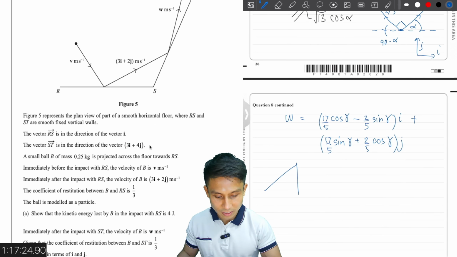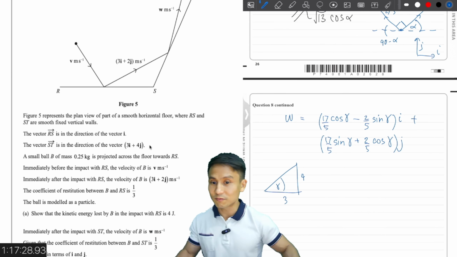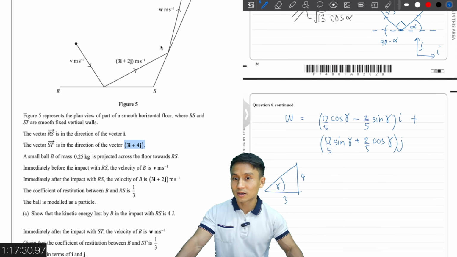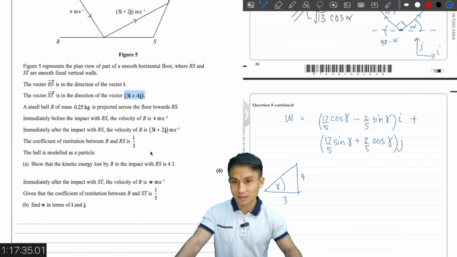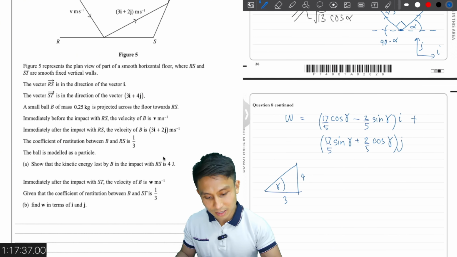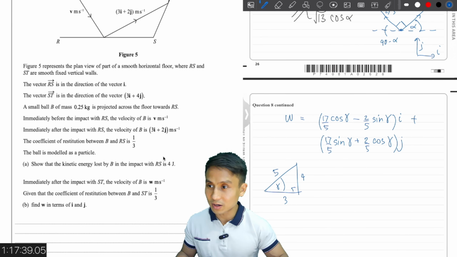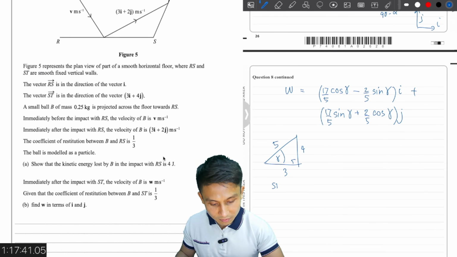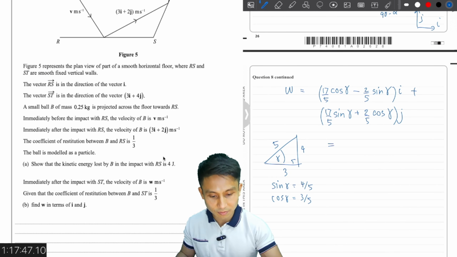So gamma is this guy, and then we were given that it is 3i and 4j. This is the direction of this plane here, the ST plane. Yeah, this is ST. So we know that angle. That means this is 5, right? This is a right angle triangle. So sine gamma is just 4/5, and cos gamma is just 3/5. So we're just going to plug everything in there.